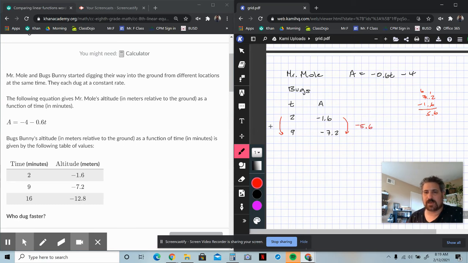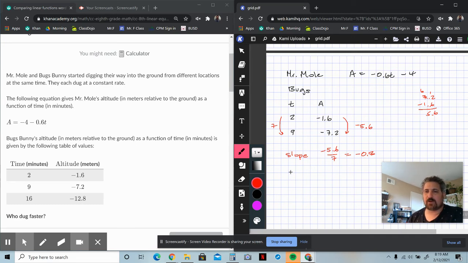And from 2 to 9, it's going to be 7, right? So when you're looking at the slope here, the slope for Bugs Bunny is going to be negative 5.6 over 7, which is the same as, if you think about it, that's like 56 over 7 in terms of just division without the decimal place. So that's going to be 8, right? So it's going to be negative 0.8. And you can check it, negative 0.8 times 7 should be negative 5.6, and it is. So our multiplier is going to be negative 0.8.